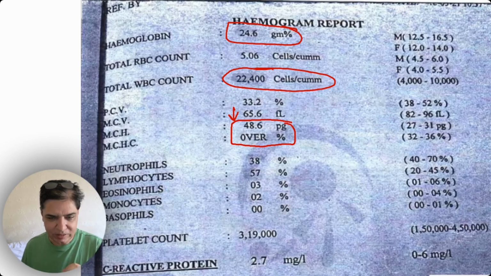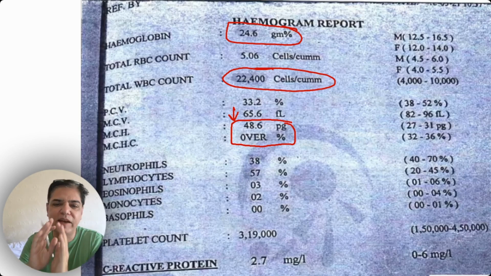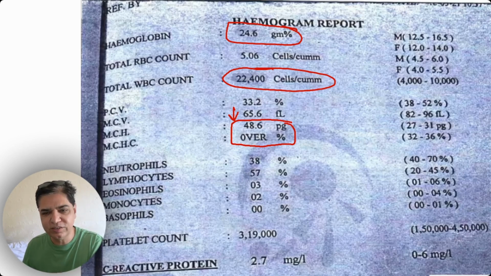Now, let me tell you one thing. There is only one condition in which you get high MCHC, and that is hereditary spherocytosis. But this can't be hereditary spherocytosis, because hereditary spherocytosis should have low hemoglobin. They are anemic. Here the hemoglobin is 24.6. RBC count seems to be normal. Now this is not making any sense. Hemoglobin so high, RBC count is normal, and then MCHC and MCH are both high.